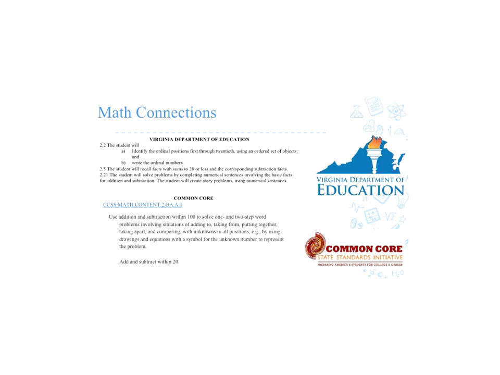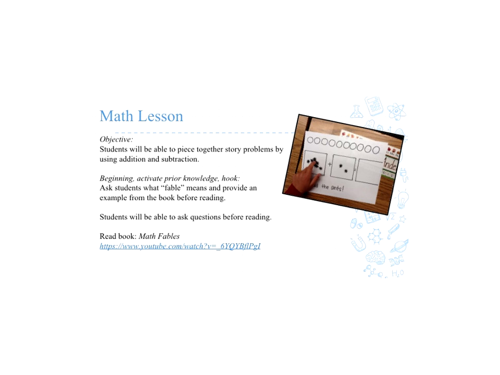And the Common Core use addition and subtraction within 100 to solve 1- and 2-step word problems involving situations of adding to, taking from, putting together, taking apart, and comparing with unknown in all positions. For our math lessons, we would have students piece together story problems by using addition and subtraction, since that is mainly what is occurring through this book.